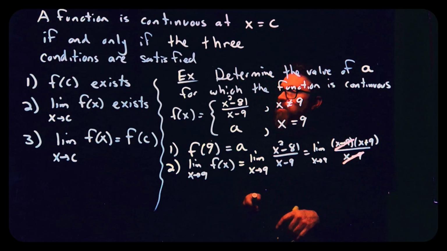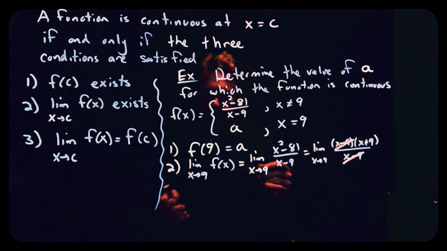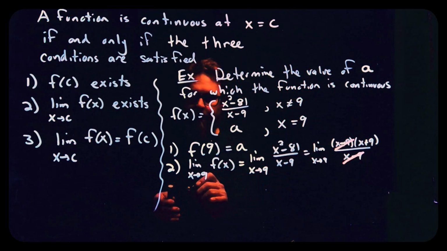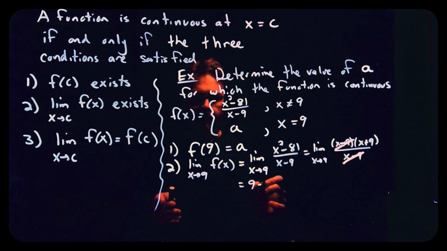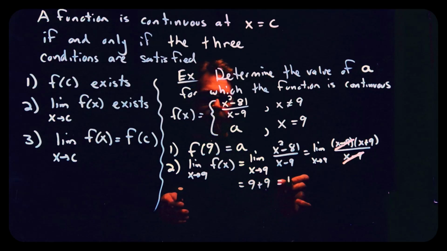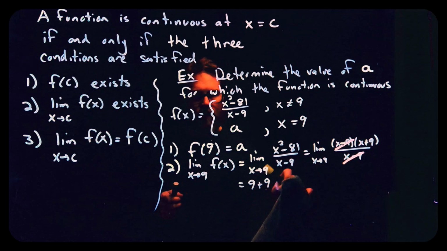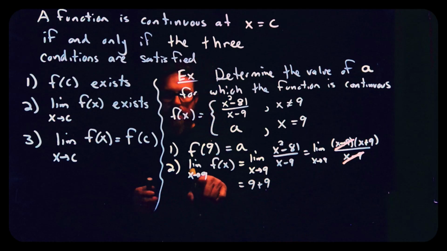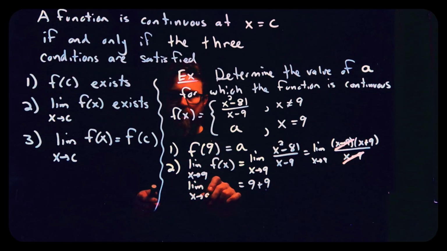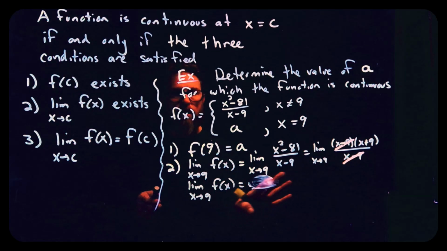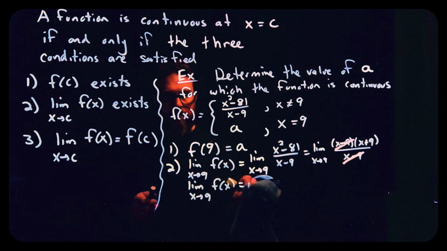Now this function is defined at 9, which means I can just evaluate it. So this will be equal to 9 plus 9, which is going to be equal to 18. So let's write that. So I know that the limit as x approaches 9 of f of x is going to equal 9 plus 9, which is going to be equal to 18.